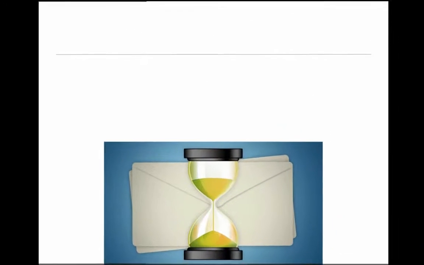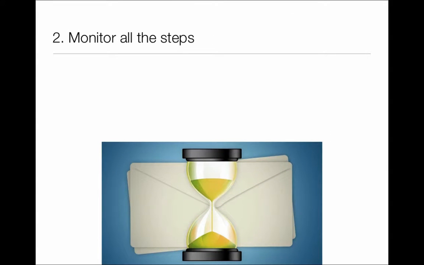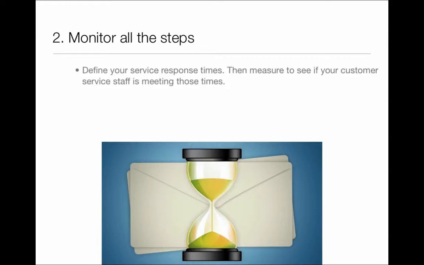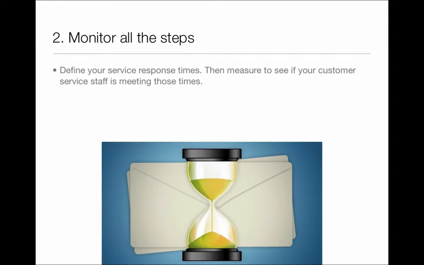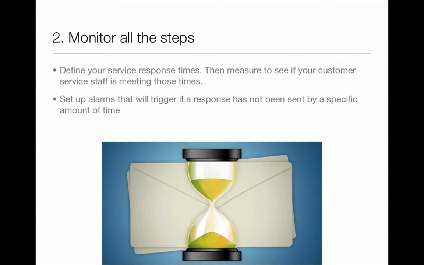Our second tip is that you need to monitor all the steps of the email route. First, define your service response times. Then measure to see if your customer service staff is meeting those times. Set up alarms that will trigger if a response has not been sent by a specific amount of time, and monitor your website and server for limits and downtime.